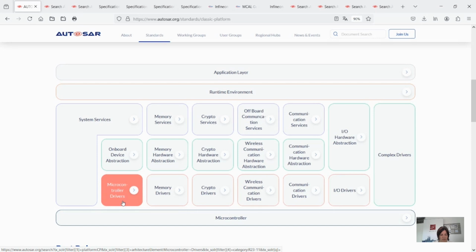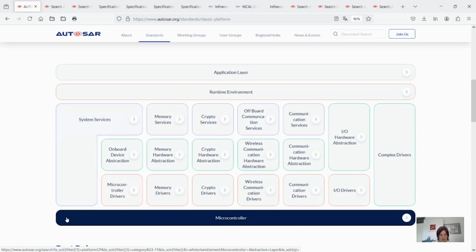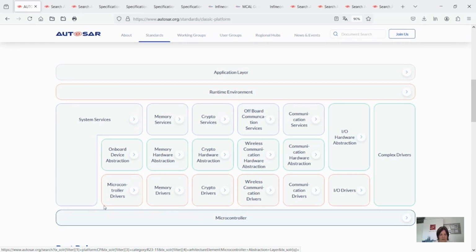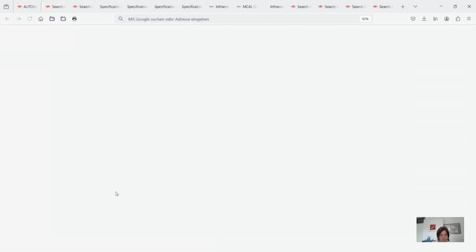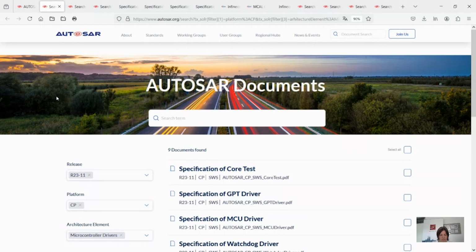We said we'll have a look at the microcontroller drivers. In the overall context, the microcontroller is really the hardware, which is not part of the AUTOSAR standard, and the microcontroller drivers belong to the microcontroller abstraction layer. And with microcontroller drivers, you have a set of requirements and specifications which are defined in this area. So once you click, I opened here, you will see all the drivers. No, this is wrong. So we'll click again. You see the drivers which belong to the microcontroller drivers exactly in this part which we saw here from an architecture point of view.